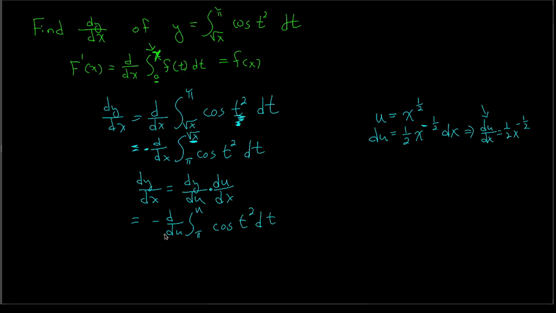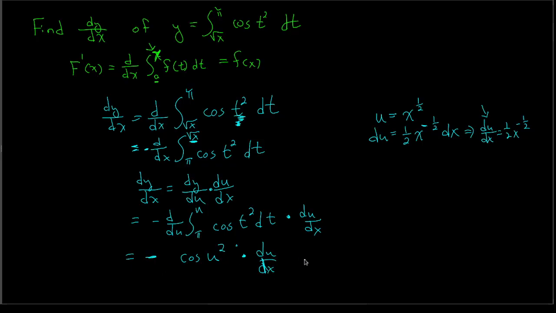So now I have dy du, and my chain rule says I have to multiply that by du dx. Now this is in the form that I started with. It's going to have the negative sign out here, and this is going to become cosine u squared, right? Because I have d du of this stuff. This becomes cosine u squared, and then I'm going to multiply it by du dx.